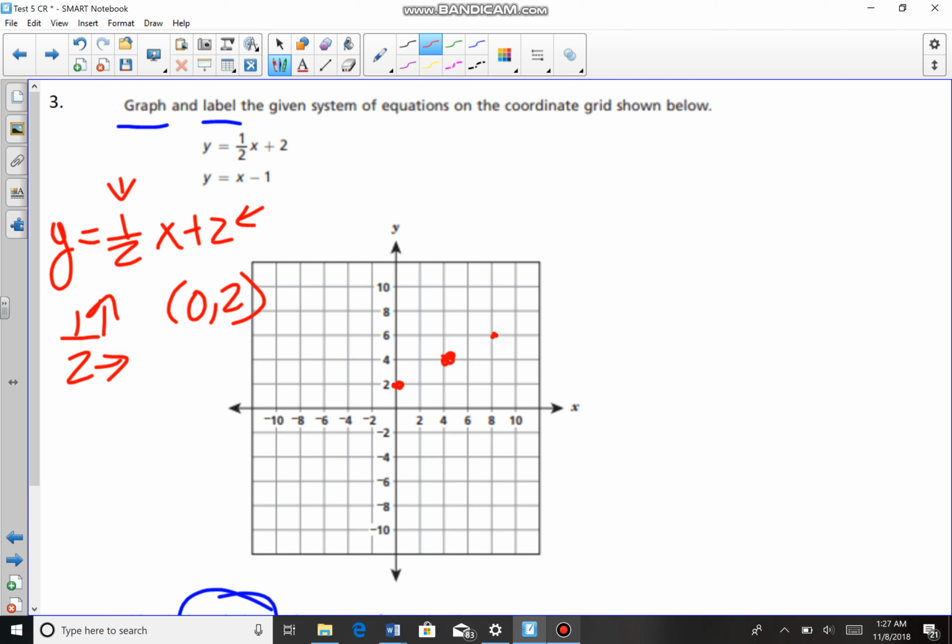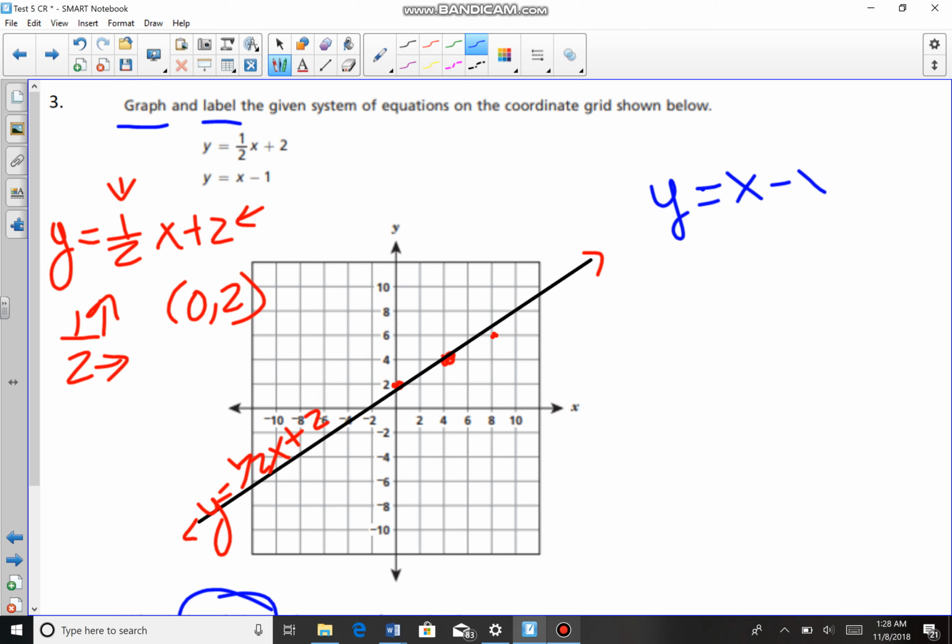I can go ahead and add my line in. Slightly off, but it's all right. Make sure I add my arrows and I label my graph. And for the second equation, I can do the same thing, or I can make a table of values. So if you don't remember either method, I'm going to show you ways that you can do it.